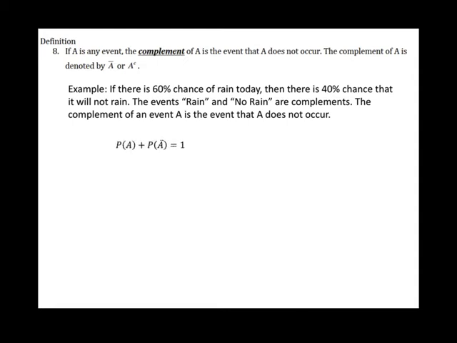Okay, let's look at the complement formula. P of A plus P of complement A will be equal to 1. Just like this example, a 60% chance of a win and a 40% chance that it will not win. When you add it up, that will be equal to 1. We can also rearrange this formula by subtracting, so P of A will be equal to 1 minus P of complement A.